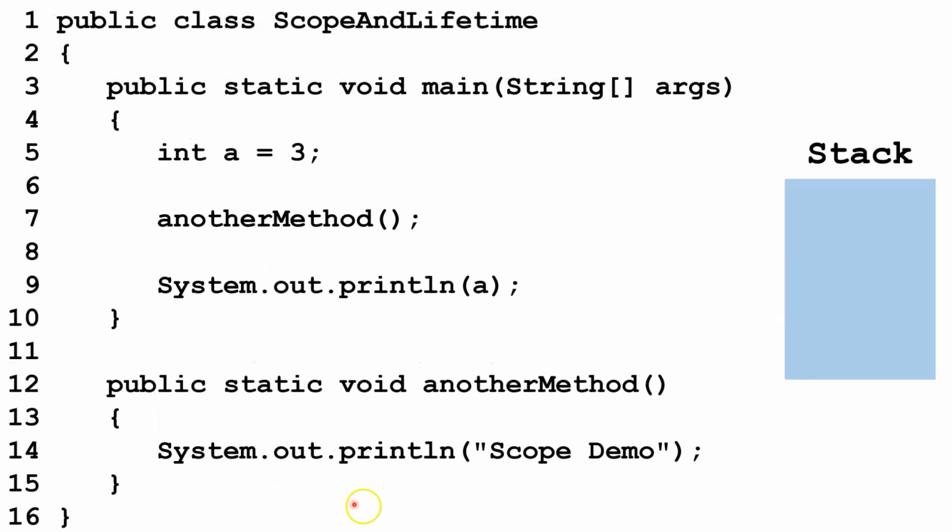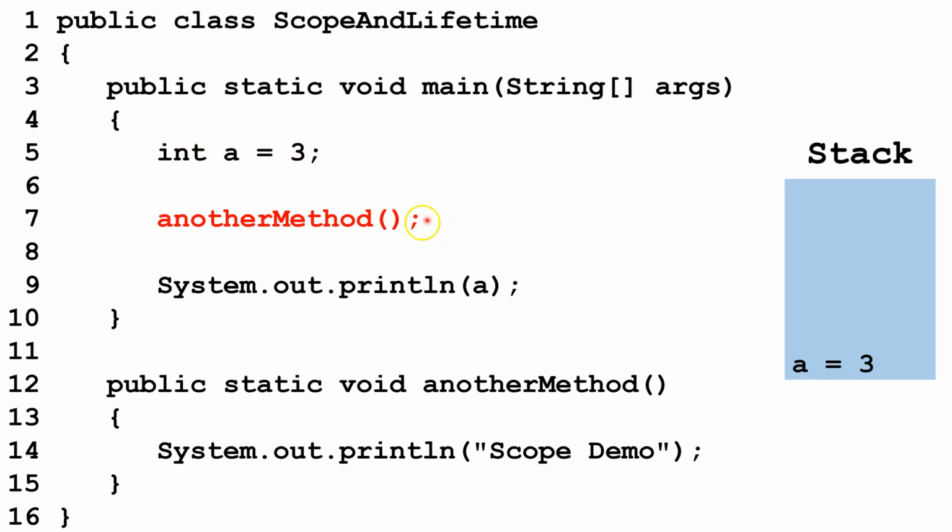Let's take a look at this other class. We have a main method and we have another method. We're going to start tracing it out. So we're going to declare a, then initialize a. So that puts a and its value 3 on the stack here.